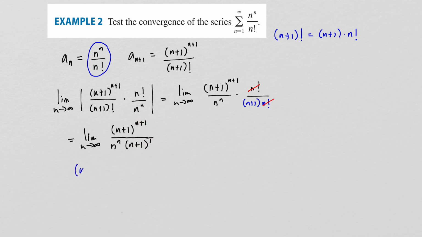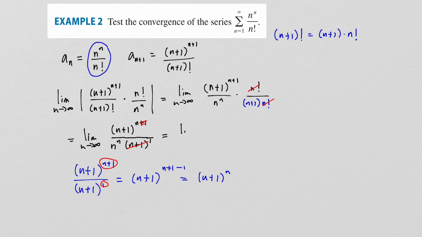So if I have (n+1)^(n+1) divided by (n+1)^1, we can write this as (n+1)^(n+1-1). All I'm doing here is taking the top power minus the bottom power. And of course, this is (n+1)^n. So basically, this n+1 in the bottom cancels away one of the factors of n+1 in the numerator. And so now we can write this limit as the limit as n goes to infinity of (n+1)^n over n^n.